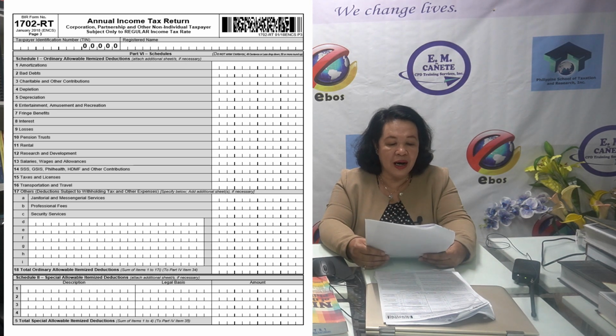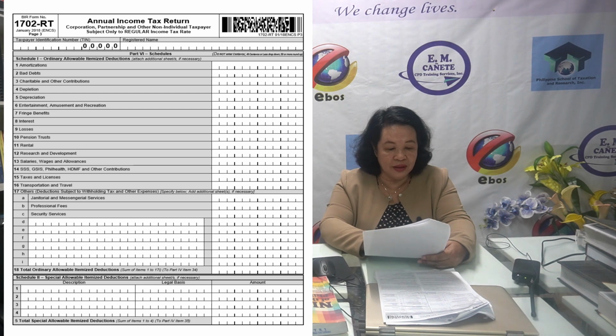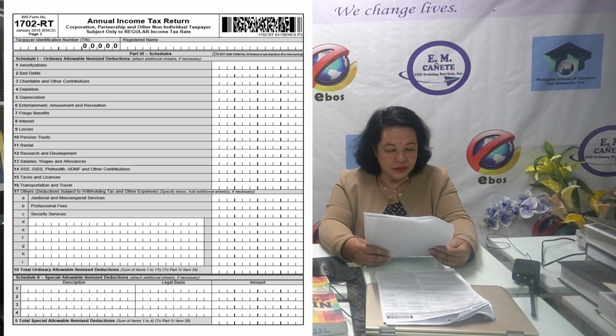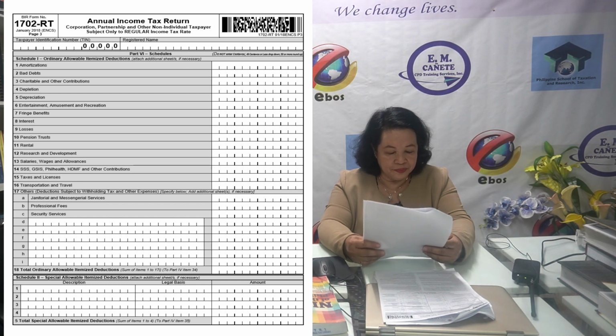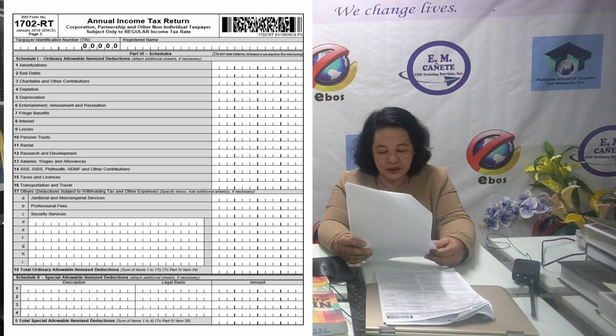So if you have other expenses, what are the other expenses that are included or not mentioned? We have the repairs and maintenance, we have the utilities. You are going to include that here in the portion available, and then deduct it from your gross income. In Schedule 2, we have the special allowable itemized deductions, if any, and then you are going to put the description and the legal basis if you still have some itemized deductions that you are going to claim. So total special allowable itemized deductions.